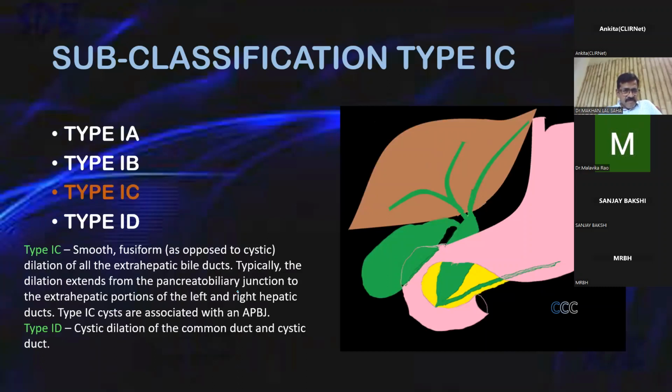Typically, the dilatation extends from the pancreatobiliary junction to the extrahepatic portion. This is the extrahepatic portion. The left and the right hepatic ducts are normal. And this is also associated with the abnormal pancreatobiliary junction. And D is where you have a cystic dilatation of the common duct and the cystic duct as well.